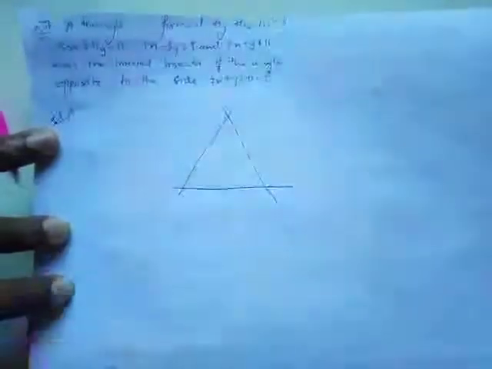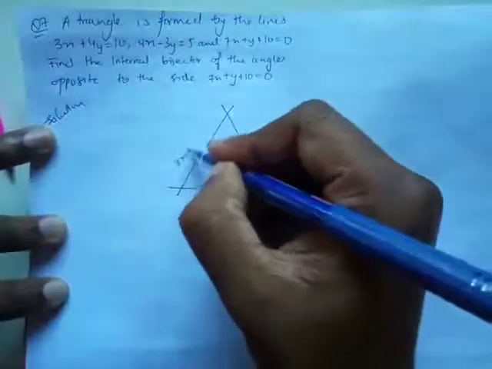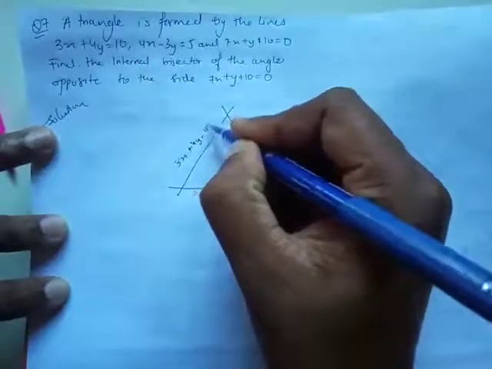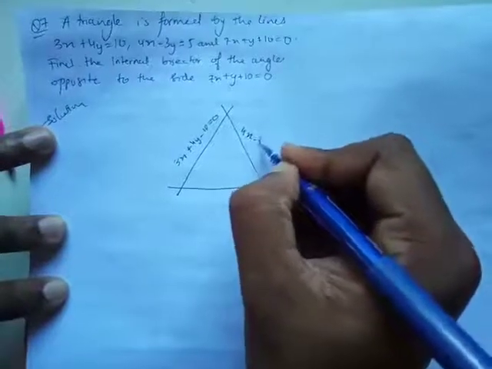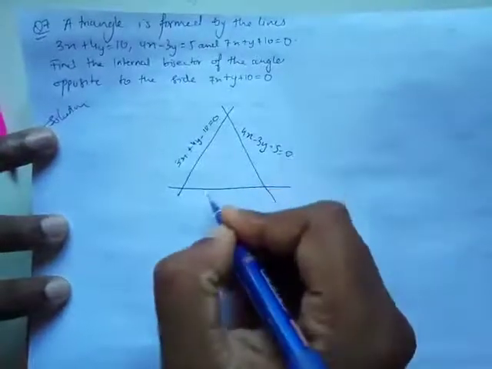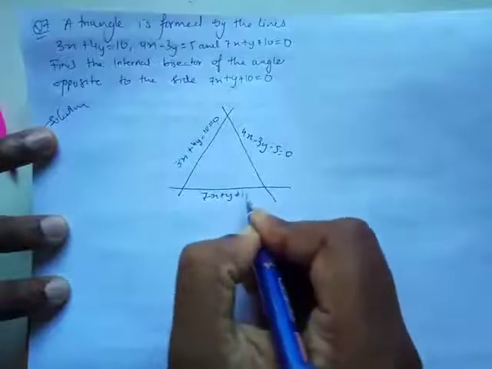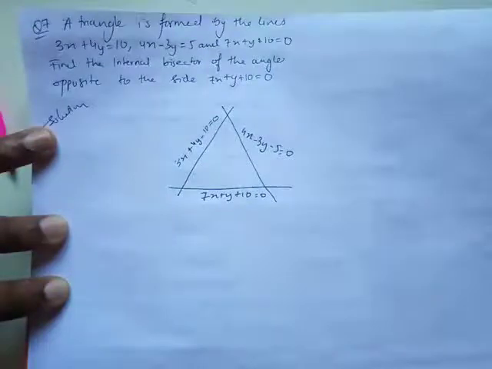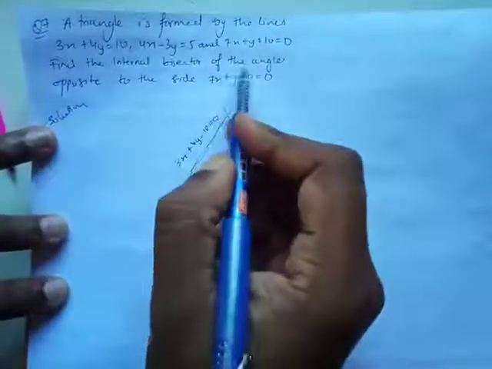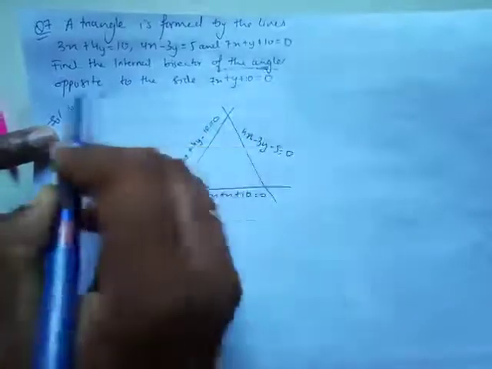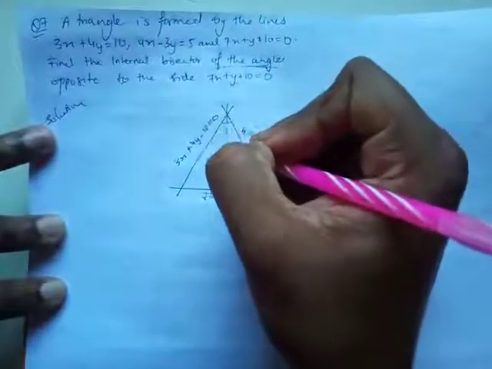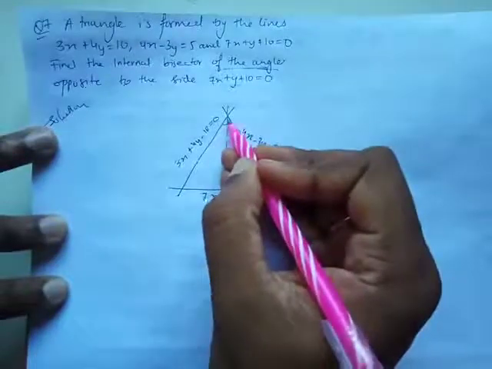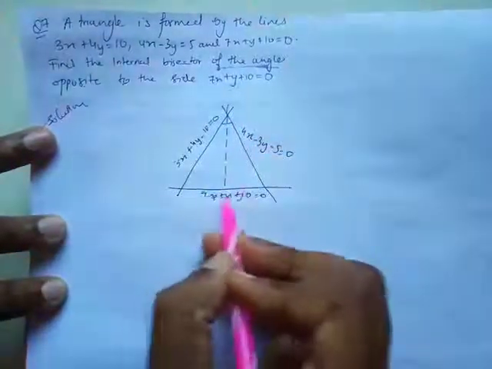This is the triangle, you all know. So this equation I'm writing as 3x plus 4y minus 10 equals 0, भी लिख सकते हैं. This is going to be 4x minus 3y minus 5 equals 0, and this is going to be 7x plus y plus 10 equals 0. Now I have to find the internal bisector of the angle opposite to this side. मुझे इस एंगल का बाइसेक्टर ढूंढना है. I have to find the equation of this dotted line, if you can see, opposite to this.